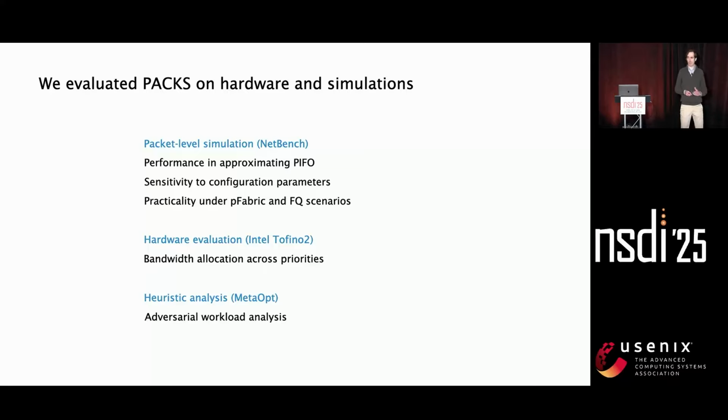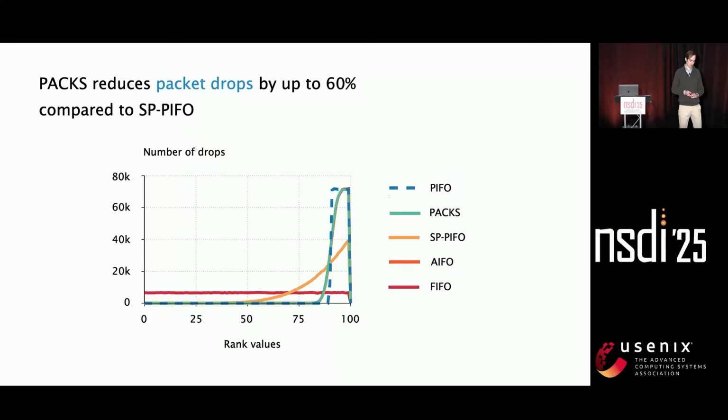And we also evaluated it using MetaOpt, a heuristic analyzer, to analyze the performance gaps with respect to AIFO and SP-PIFO as well as PIFO, but also to analyze what are the adversarial workloads that make each of these schedulers perform worst. I will just focus on the three key results, which are how PAX is able to reduce the number of packet drops, the number of inversions, and as a result, the flow completion times.